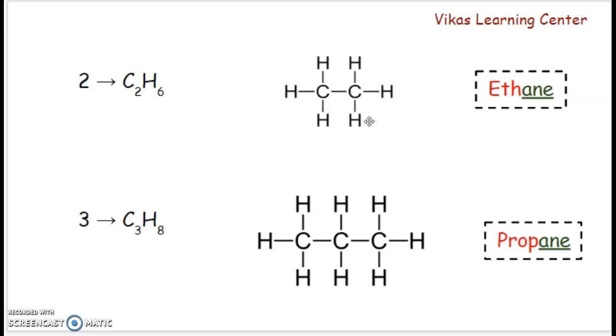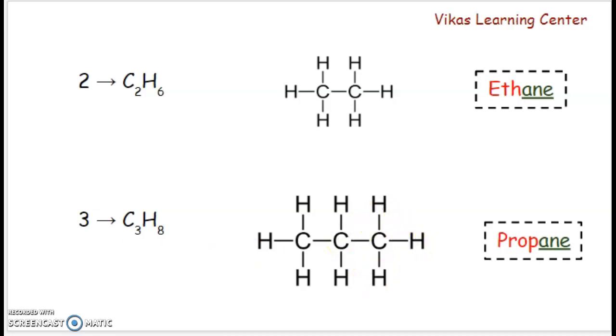When you get 3 carbon atoms, you can see the first carbon atom satisfying its tetravalency by bonding with 3 hydrogen atoms and 1 carbon atom. Similarly, the second carbon atom is bonding with 2 hydrogen atoms and 2 carbon atoms, satisfying its tetravalency. Likewise, the third carbon atom also satisfies its tetravalency by bonding with the second carbon atom and 3 other hydrogen atoms.